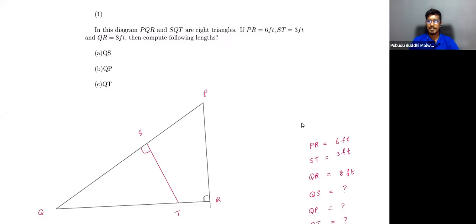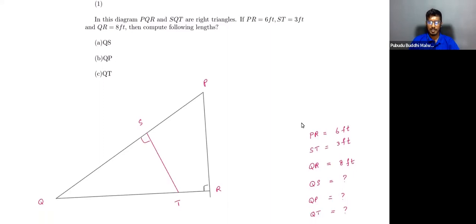Right. A very interesting question. So here we have two right triangles. I think you can see those two. And a few lengths. We want to compute these: QS, QP, and QT, those lengths. So I wrote the given lengths here. These lengths separately, I wrote those lengths.